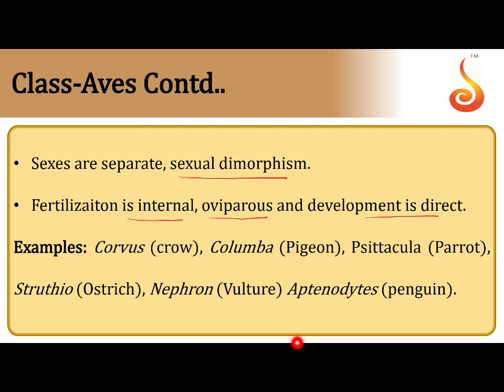Moving on, we understand and see certain examples. Corvus, crow. Columba, pigeon. Psittacula, parrot. Struthio, ostrich. Neophron, vulture. Aptenodytes, penguin.